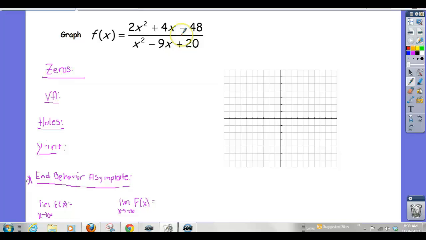But let's go ahead and start this the way we start any other rational function. We need to factor it. So the bottom's easy to factor. It's x minus 4 and x minus 5. The top, the first thing we can do is take out a 2. That'll make our life easier. And we're left with x squared plus 2x minus 24.